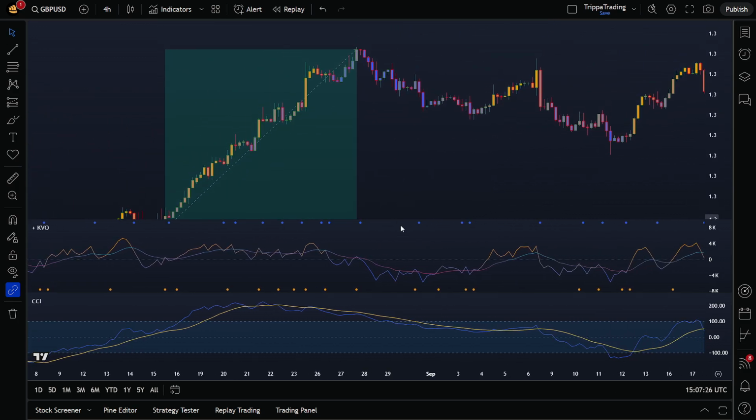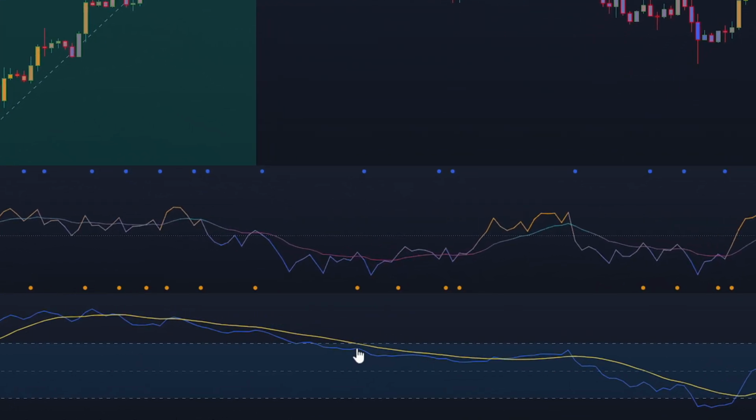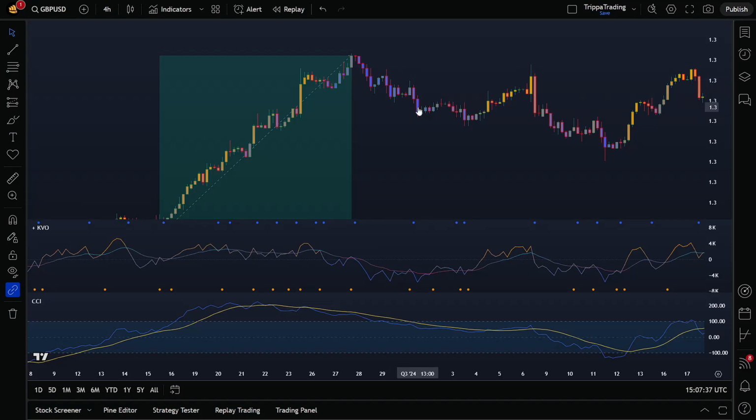However, if we look at another signal, even though the CCI is above the center line, it is still below its moving average, indicating a weakening uptrend. Because of this, we ignore the trade, and you can see that it was the correct decision since the price moved sideways instead of rallying.